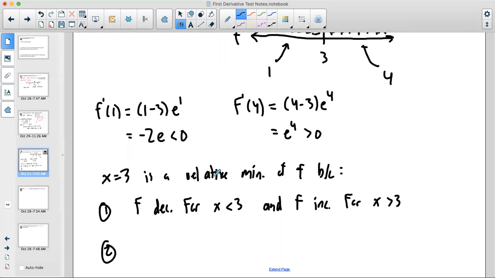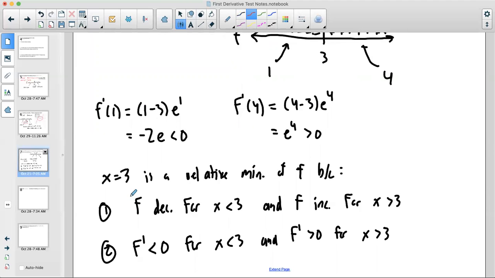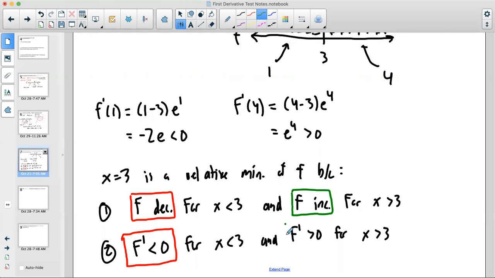The other way is to say this: x equals 3 is a relative minimum of f because f prime is negative for x is less than 3, and f prime is positive for x is greater than 3. I want to emphasize the point that f decreasing and f prime negative mean the same thing, which is why it's okay to say either one of these. F decreasing, f prime negative, these mean the same thing for f. Likewise, f increasing and the derivative being positive, f prime greater than 0, these mean the same thing too. That's why you can say this either way.